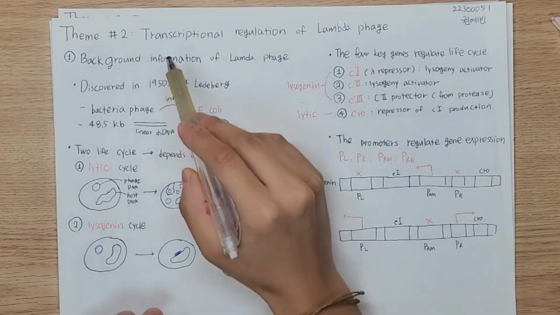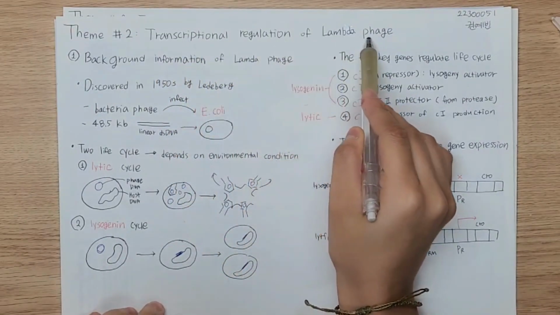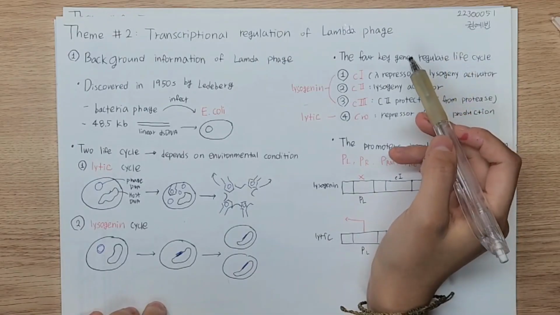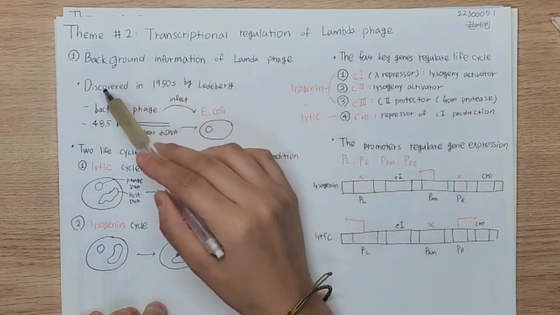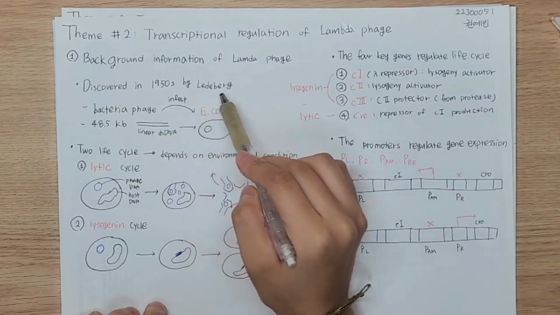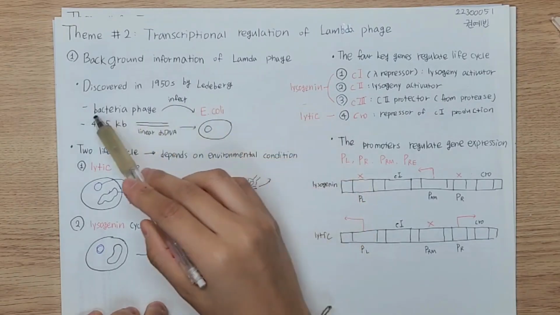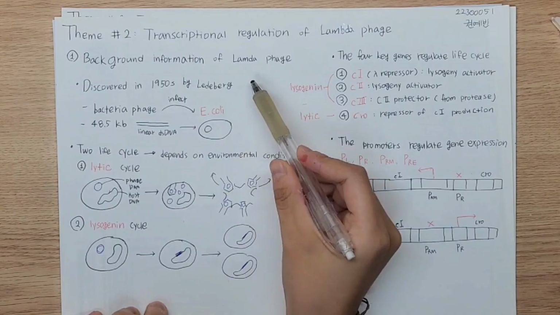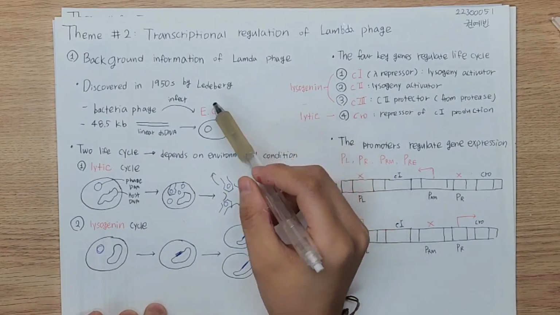The second topic is transcriptional regulation of lambda phage, and I'm Yebin Kwon, explaining this topic. Lambda phage was discovered in the 1950s by Lederberg. It is a bacteriophage that infects E. coli and has played a key role in molecular biology research.